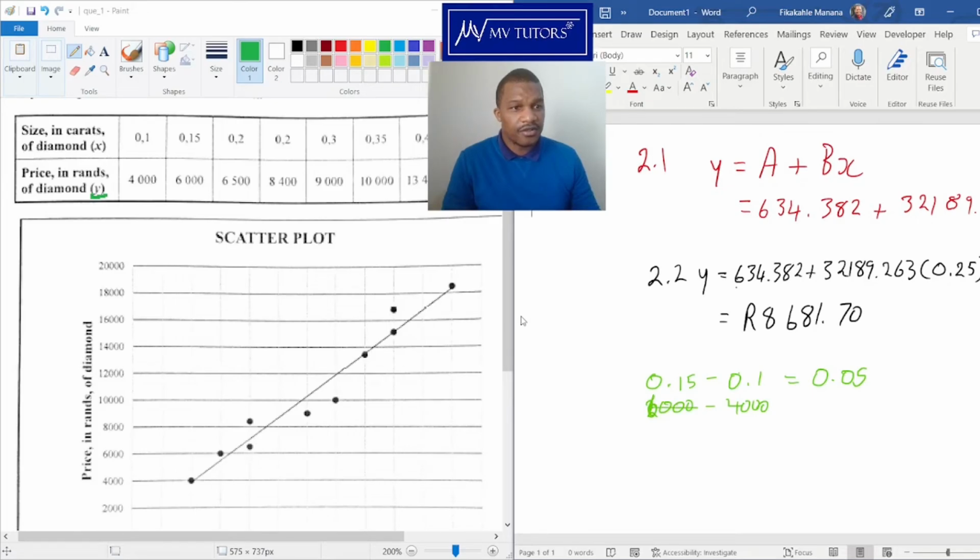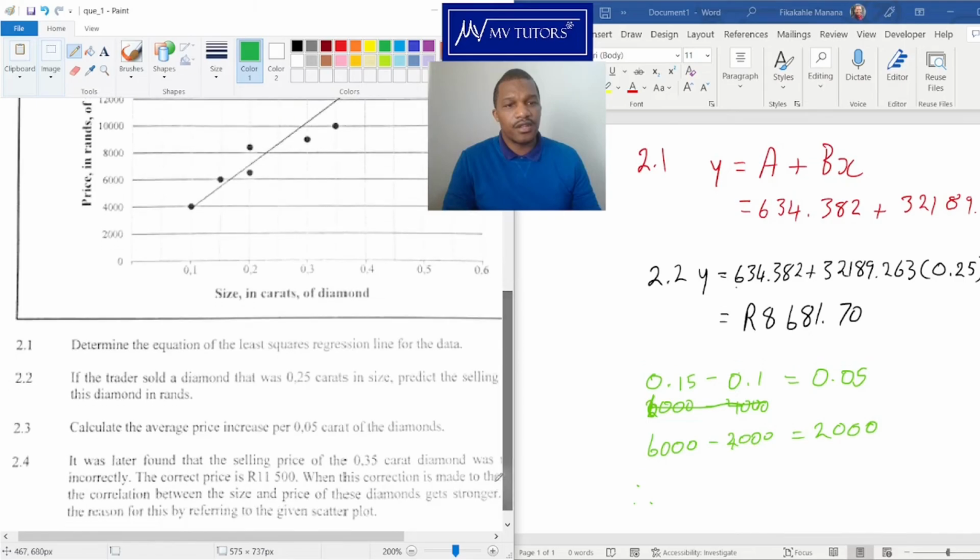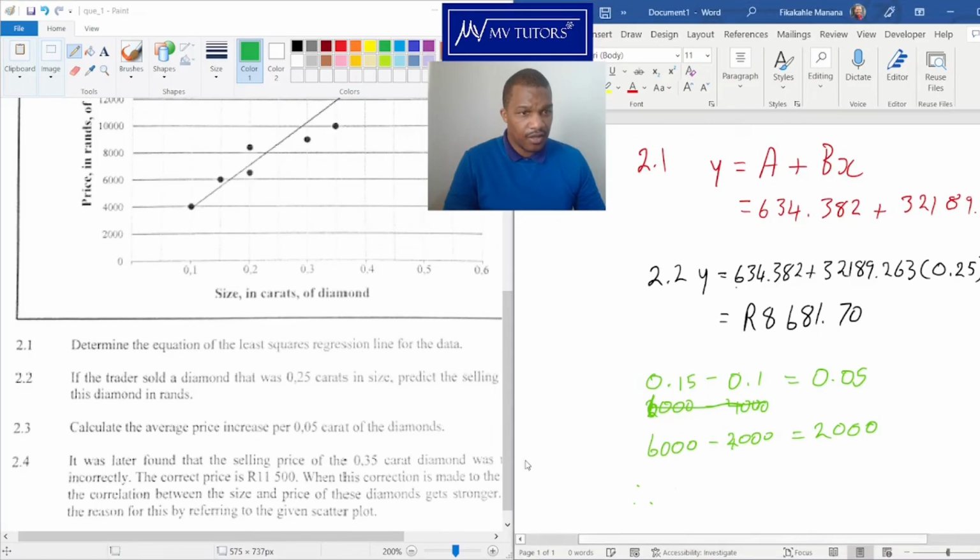0.05 is 6,000. We'll cancel that. It's 6,000 minus 2,000, and that, I did it again. It's not 2,000 but 4,000, and that's going to be 2,000. Therefore, the price for the increase of a 0.05 carat is approximately 2,000 rand. Okay, that's how we get that one.